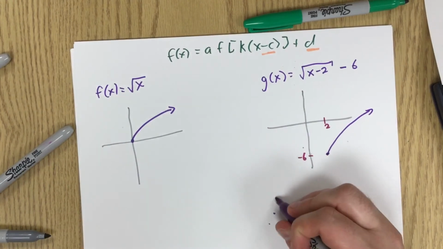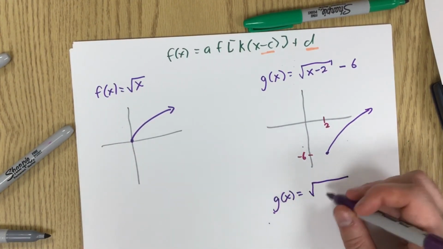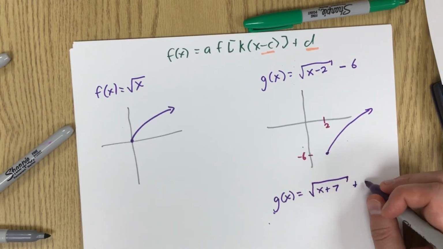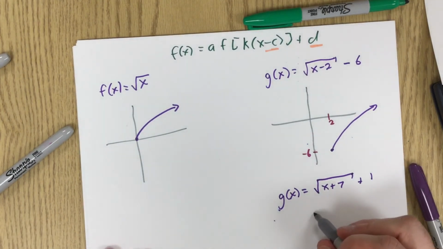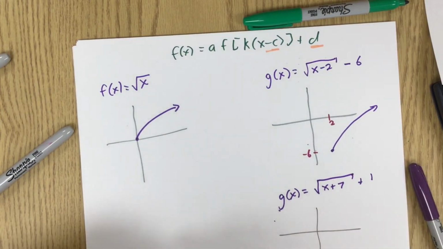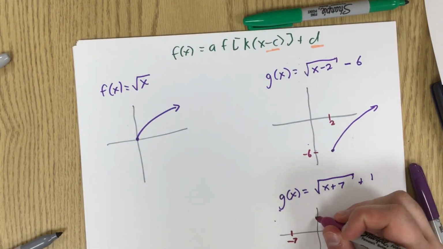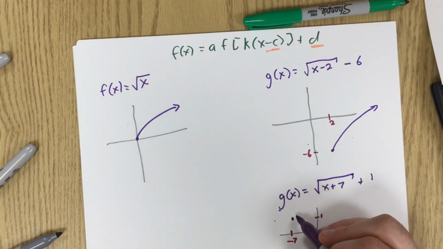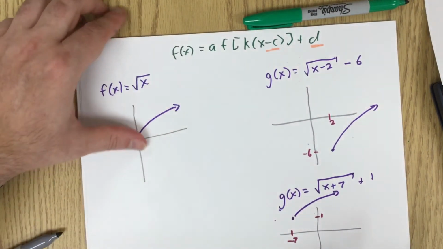We could also say g of x is the square root of x plus 7 plus 1. Plus 7 moves left 7. And on the outside, it's what you expect. And that would be something like that. So we've combined C and D.